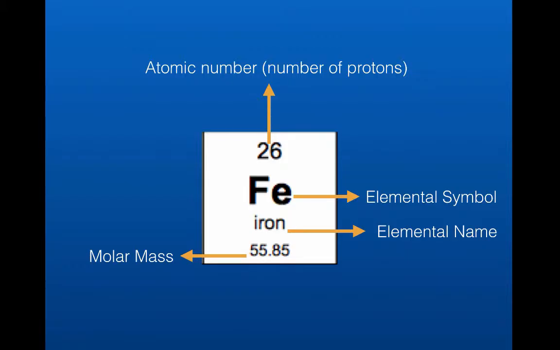Here we can see 26 is the atomic number, and this represents the number of protons. Fe is the symbol for iron, and the molar mass for iron is 55.85.